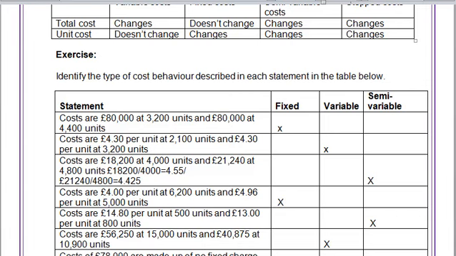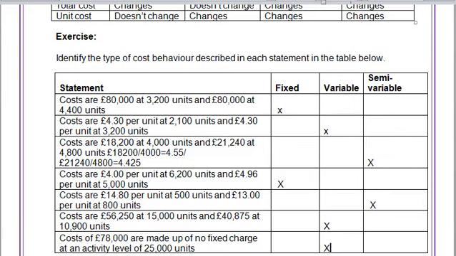And then the next one says costs of 78,000 are made up of no fixed charge at an activity level of 25,000 units. So that means that there is no fixed charge. If there is no fixed charge, it cannot be fixed cost, it cannot be semi-variable cost, it cannot be stepped cost, not that we have stepped cost as an option anyway. So it leaves me with the only option of variable cost, which it is.